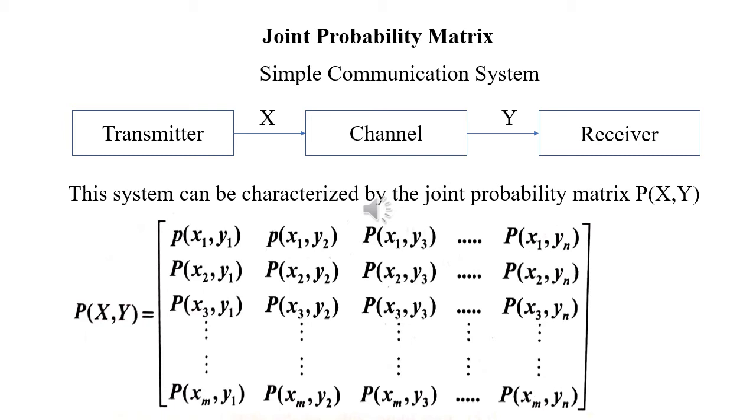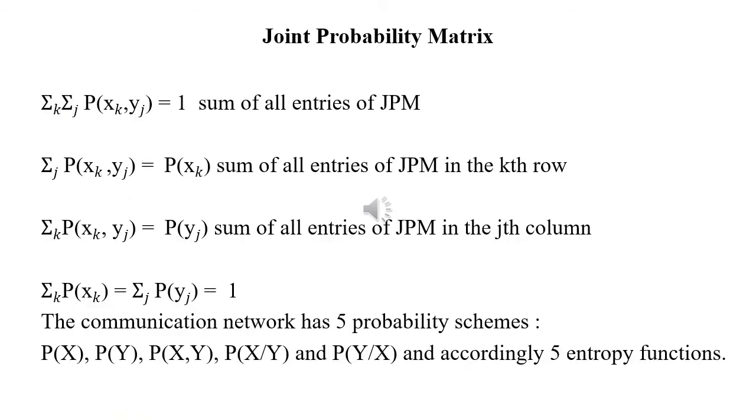Next is a joint probability matrix. A simple communication system is shown. X is representing the set of transmitted symbols and Y is representing the set of received symbols. And the system can be characterized by the joint probability matrix P of XY, which is given here. Here x1, x2 up to xm will be representing the transmitted symbols and y1, y2 up to yn are representing the received symbols.